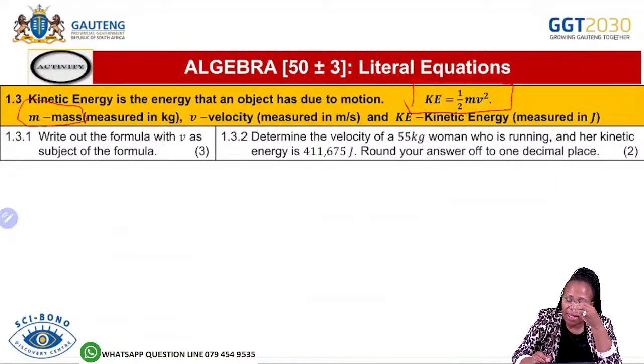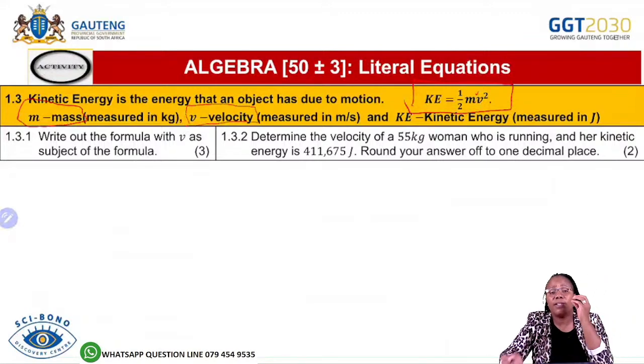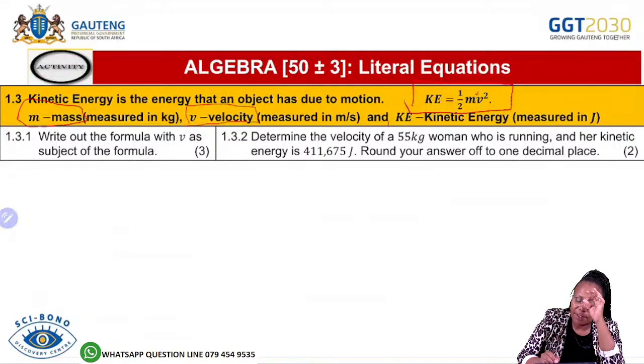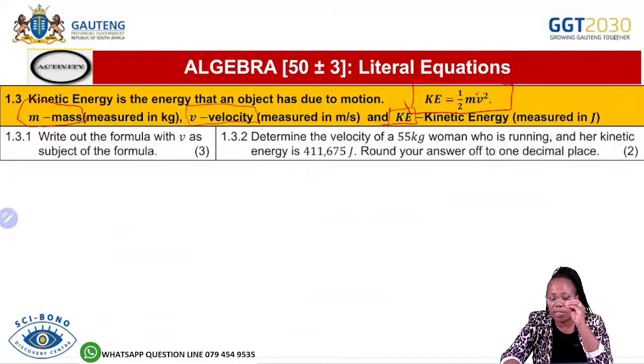And then the v there is for the velocity, and this velocity is measured in meters per second. And then we are given Ke, and the Ke is for the kinetic energy, and this kinetic energy is measured in joules. Now let's look at the first question. We now understand the meaning of everything in the given statement, and we can now attack our problems.